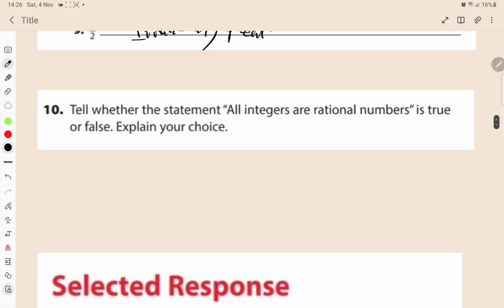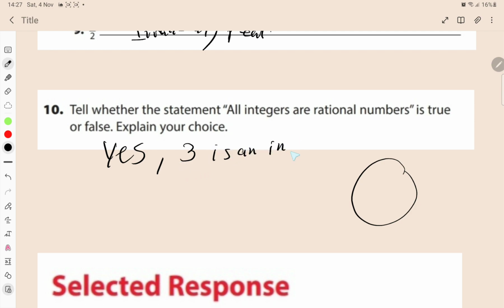Tell whether the statement is true or false. All integers are rational numbers. Yes. All integers are rational numbers because 3 is an integer. This is an example. And 3 can be written as a fraction. 3 is equal to 3 over 1. So 3 is also a rational number.